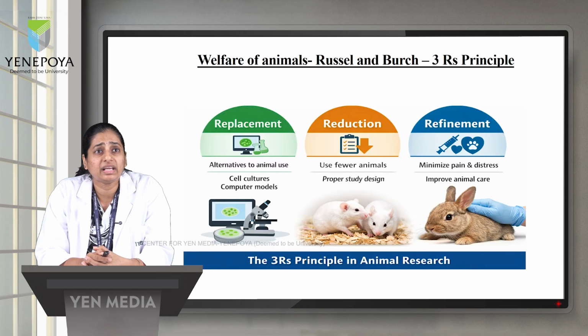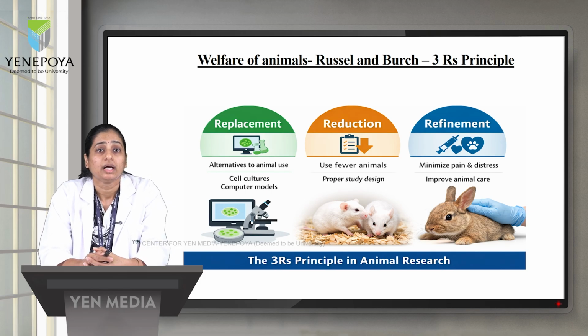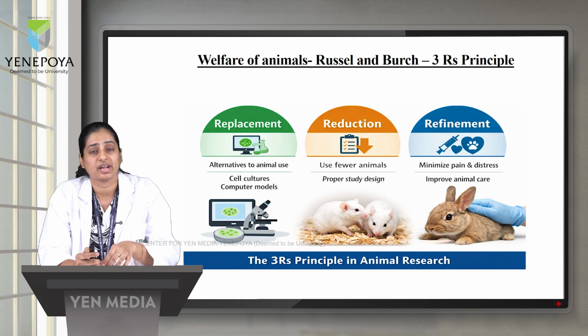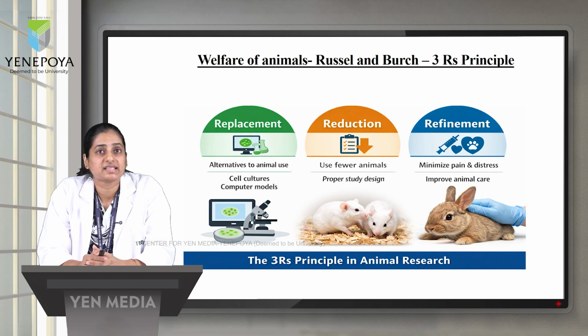To deal with these concerns regarding the welfare of animals, Russell and Birch came up with the 3Rs principles. Whenever we are reviewing a protocol, these are the three fundamental principles that we check if the researcher has gone through. First is reduction, that is use of fewer animals with proper study design. Replacement, that is any alternatives to animal use have already been explored. Refinement, that is whether the protocol is refined enough to minimize pain and distress. We'll look briefly into these three fundamental principles.